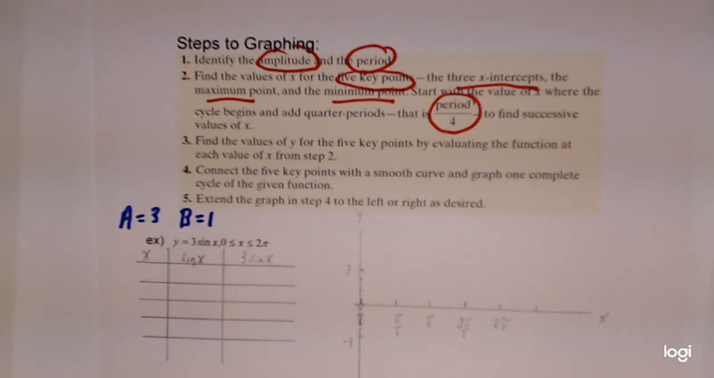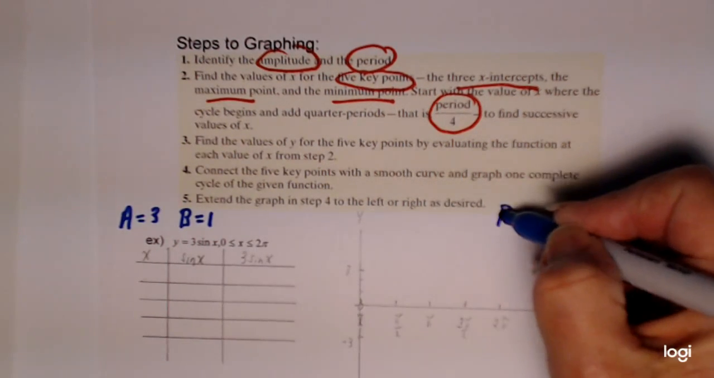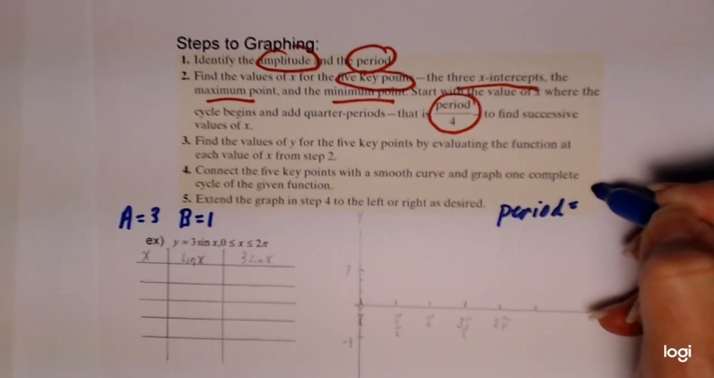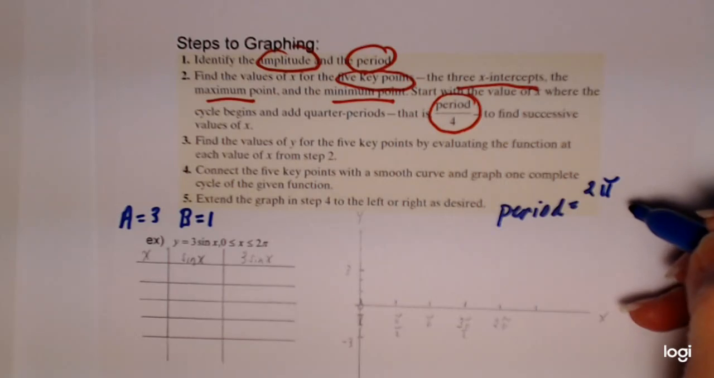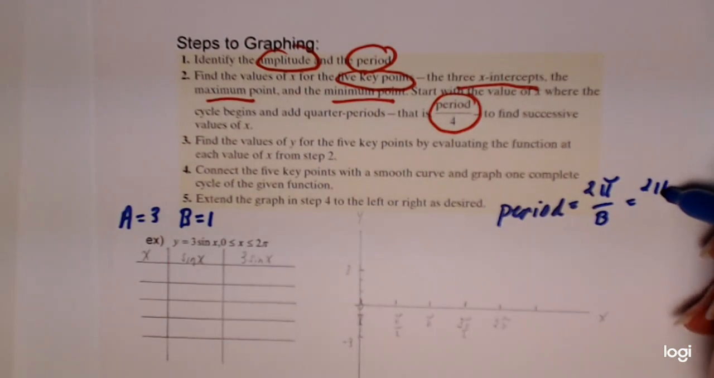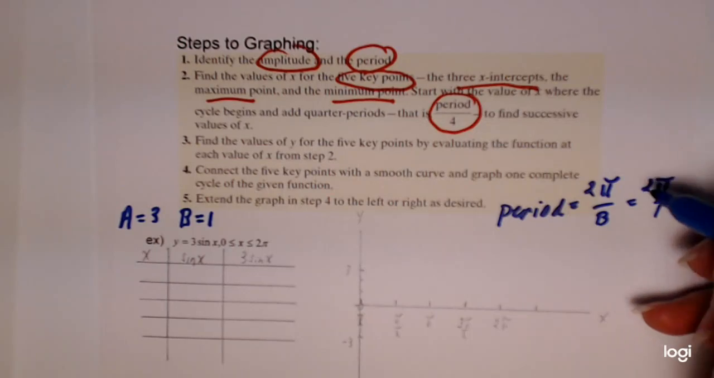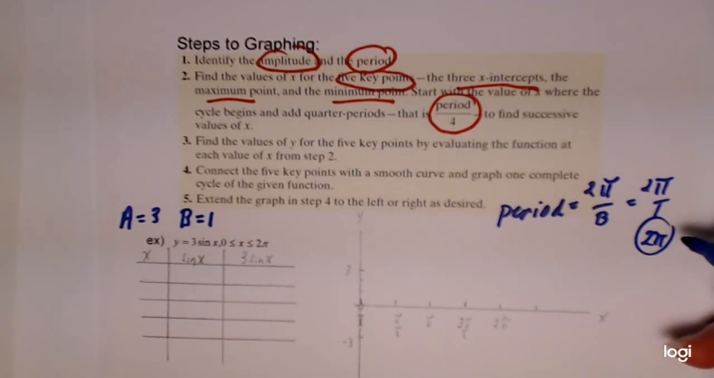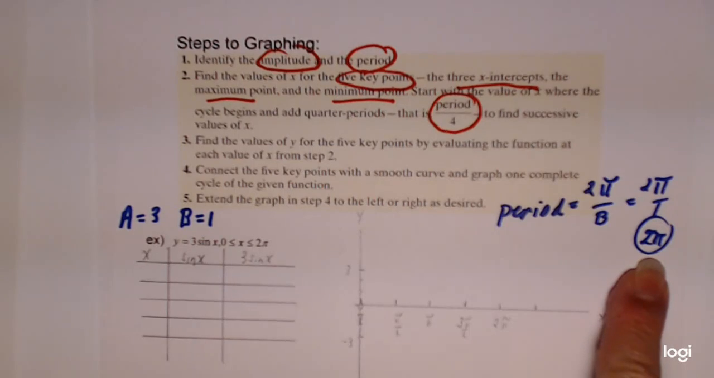So what does this mean then? This means we know our amplitude, and now in terms of our period is 2 pi over b, which in this case is 2 pi over 1. So our period is 2 pi. So the period, it's going to take 2 pi to go through one complete cycle of this particular equation that we're graphing.